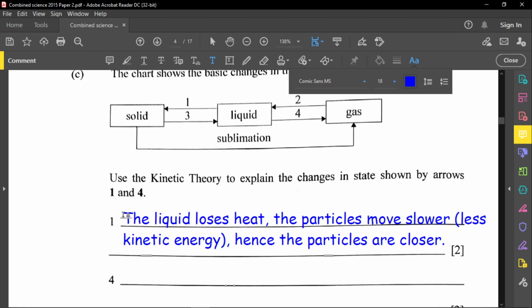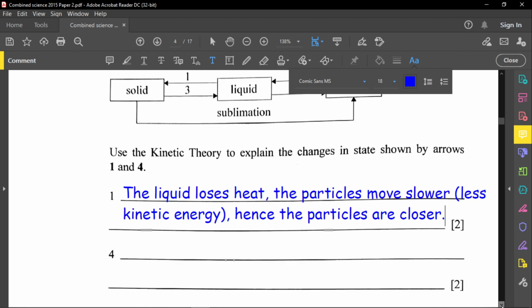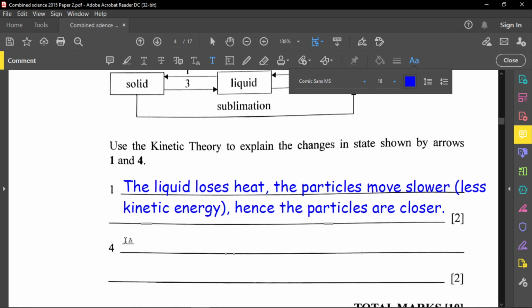For arrow 4, let's talk about arrow 4 right now. Arrow 4 is from liquid to gas. Here the liquid will gain some heat. So the liquid gains heat, and that's heat energy, as a matter of fact. The particles now move faster.